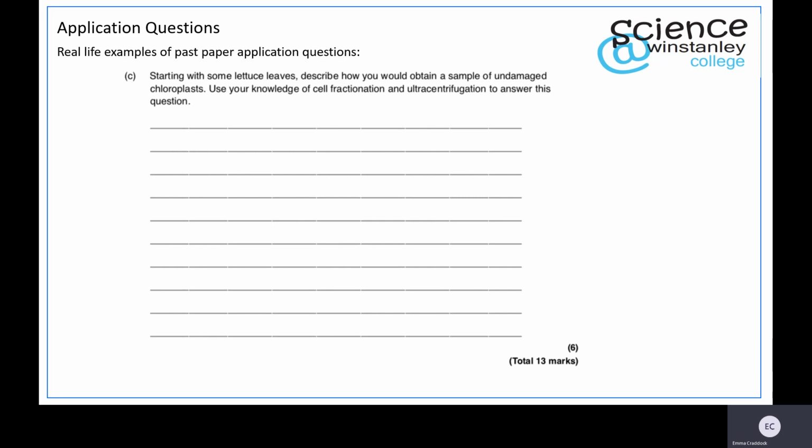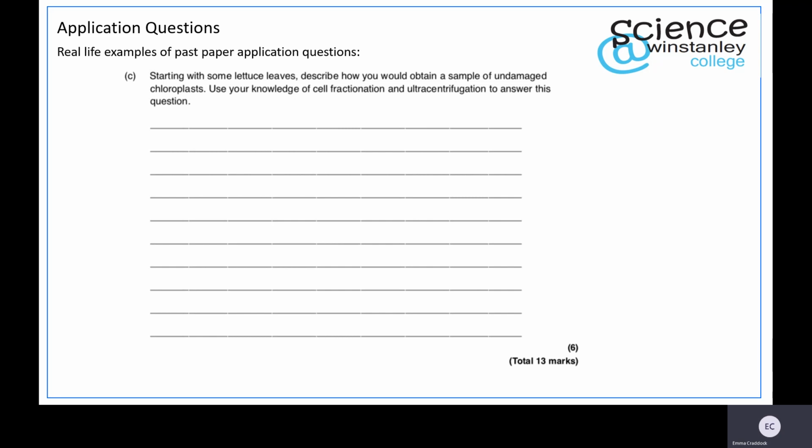So, last one. Starting with some lettuce leaves, describe how you would obtain a sample of undamaged chloroplasts. Use your knowledge of cell fractionation and ultracentrifugation to answer this question. Is there something you might have done to obtain chlorophyll? You might have done the first part of this when you're doing chromatography of chlorophyll. So have a think about that.